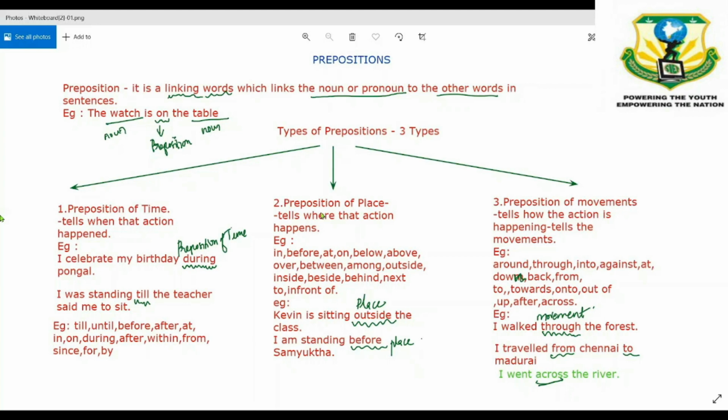I traveled from Chennai to Madurai. Here you should not mention it as a preposition of place. It says from one point to another point. So from and to are the prepositions of movement. I went across the river. Across is the preposition of movement. So these are the three types of prepositions.